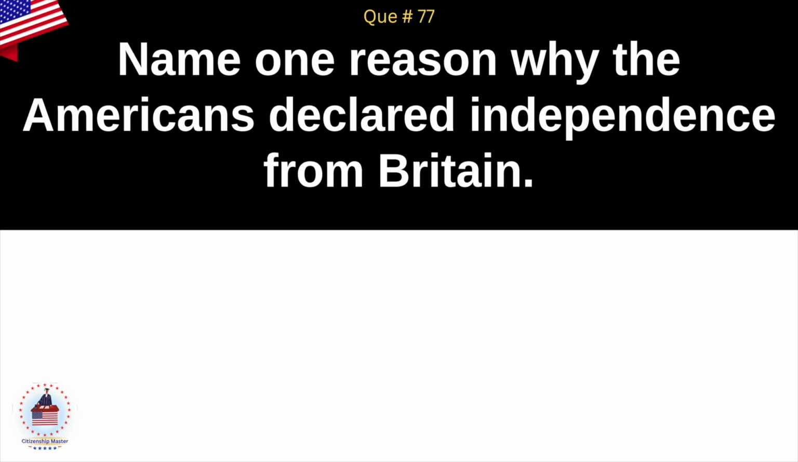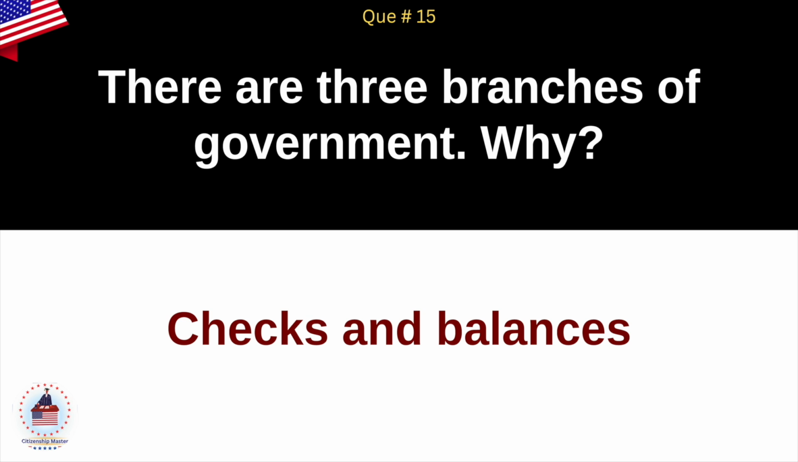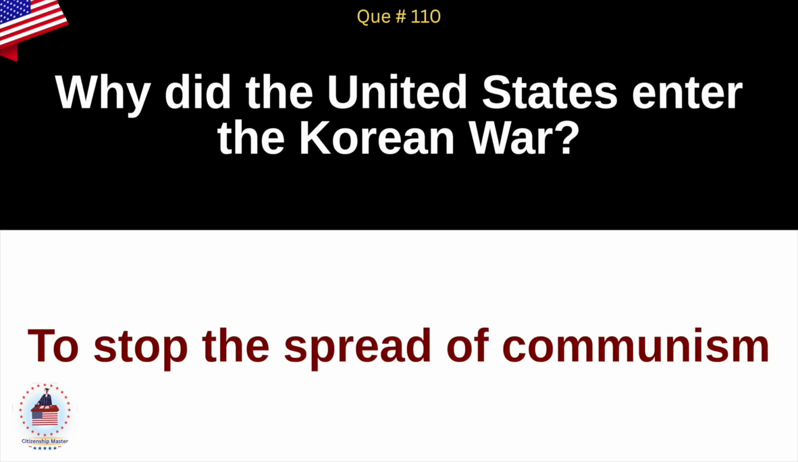Name one reason why the Americans declared independence from Britain. High taxes. There are three branches of government. Why? Checks and balances. Why did the United States enter the Korean War? To stop the spread of communism.